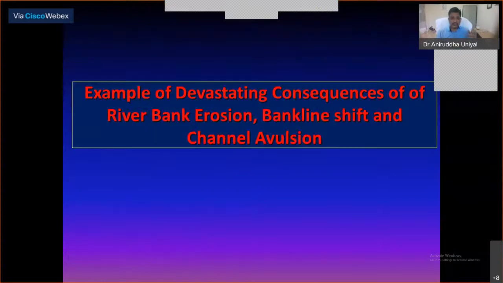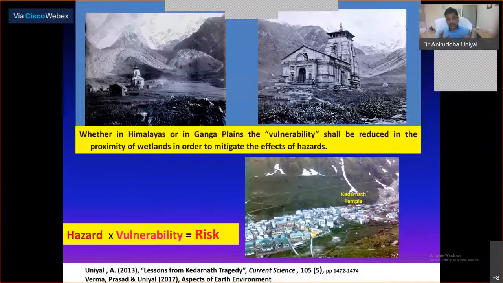Now, an example of how bank line shifts or bank erosion channel reversion creates havoc. This is the example. You see, here vulnerability also has a role. The Kedarnath flood that took place in 2013, a similar flood took place in 1882. But at that time, some 8 to 9 huts were around Kedarnath temple. So the vulnerability was very low. I think a population of maybe 20, 30 might have been there. Pilgrims might have been there.